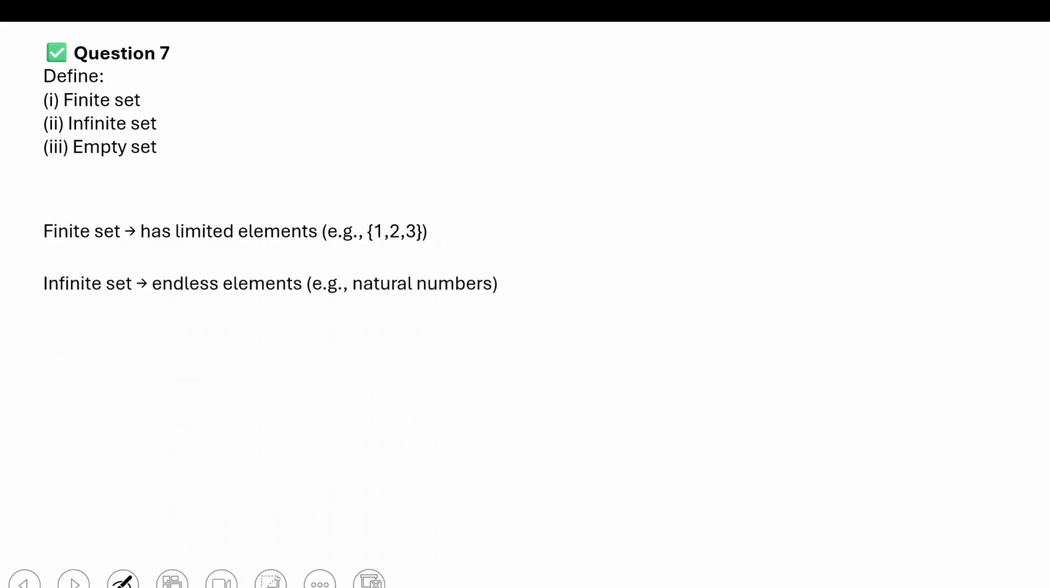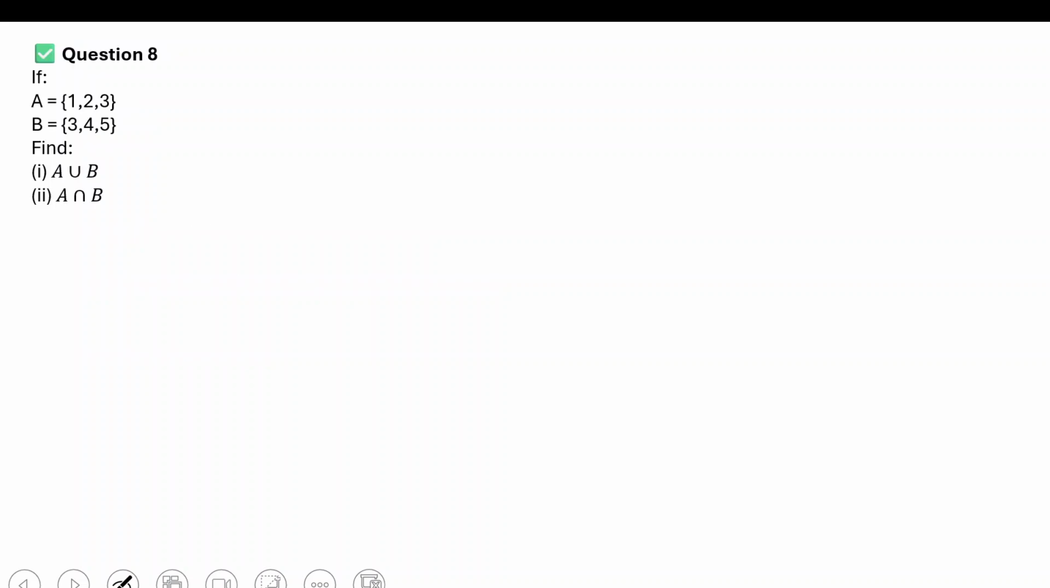But an infinite set has endless elements in it. So if I just type, say, natural numbers, you know that with natural numbers you can continue to count without limitation. An empty set has no elements. So that's the symbol. I think I've used this symbol for one of the previous questions in this video. It means 0, empty, nothing inside the set.